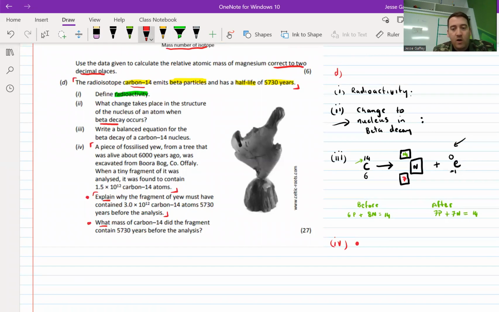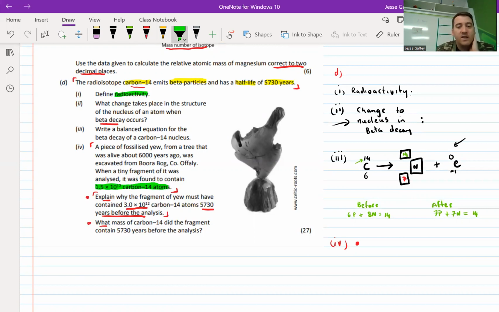And we're going to do the first bullet point here. It says explain why the fragment of U must have contained 3 by 10 to the 12 carbon-14 atoms 5,730 years before the analysis. Now, just for reference, in this section up here, it said that when we tested the sample, it contained this many carbon atoms.